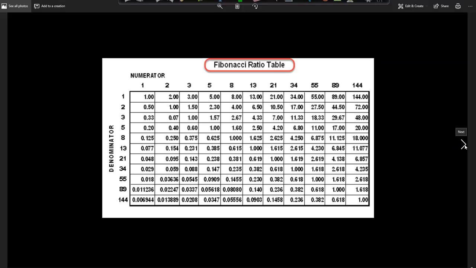You'll also note other numbers that show up in these relationships, such as the 0.382, such as the 0.618, such as the 0.236. All right, kind of interesting.